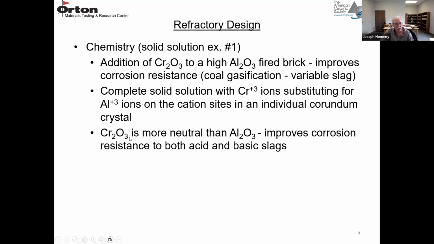The advantage of Cr2O3 is that it's more neutral than Al2O3. Al2O3, some people consider neutral, but it's slightly acidic. So Cr2O3 improves the corrosion resistance because it is neutral to both acid and basic slags. And in a coal gasifier, the slags are somewhat variable.